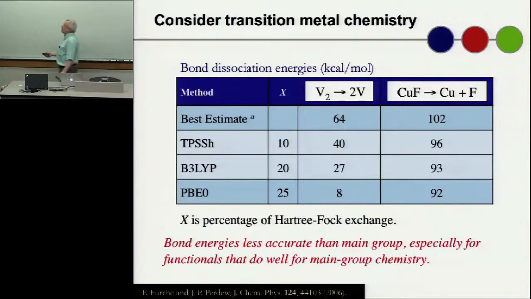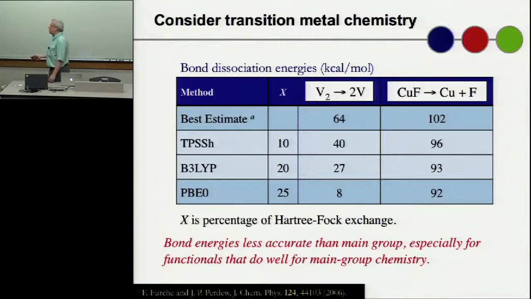So here's transition metal chemistry, very important in geochemistry. So here's 2 bond energies, copper fluoride, copper's a transition metal, vanadium dimer, vanadium's a transition metal. So here's bond dissociation energies, here's best estimates of the accurate values, and here's some popular density functionals that are often used for this kind of problem. The B3LYP, PBE0, TPSSh, and you can see they make huge errors in this bond energy. They make big errors in this energy here too, especially compared to what we had on the previous slide. So as we raise the fraction of Hartree-Fock exchange, these transition metals get worse.